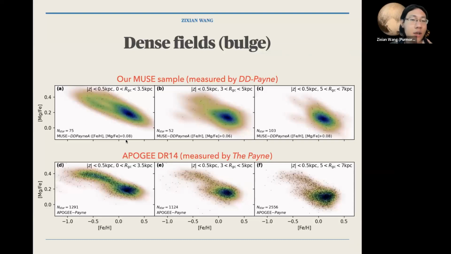And more importantly, because MUSE has really nice observation depth, maybe we can do a lot of work towards the galactic center, which cannot be easily done by other surveys.